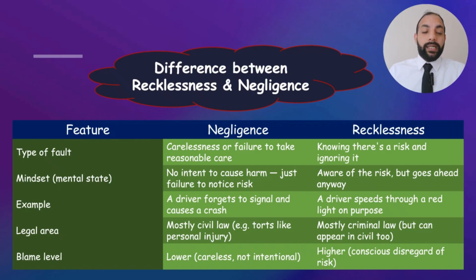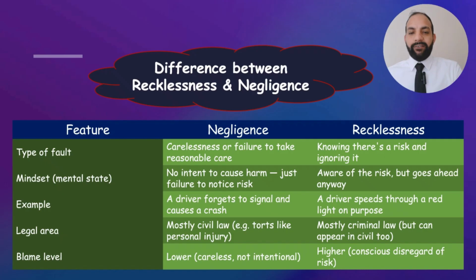Then second is mindset or mental state. In negligence, no intent to cause harm, just failure to notice the risk. So there is no intention, which means there is no mens rea behind it. If he doesn't know it could cause harm, he can't avoid it. In recklessness, aware of the risk but goes ahead anyway. So in recklessness, it's all the way opposite. He knows that it could be a harm, it could be a risk, but he ignored it.